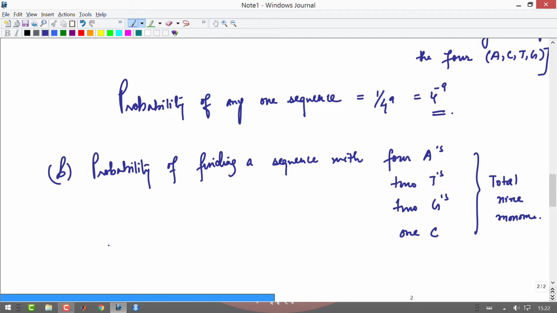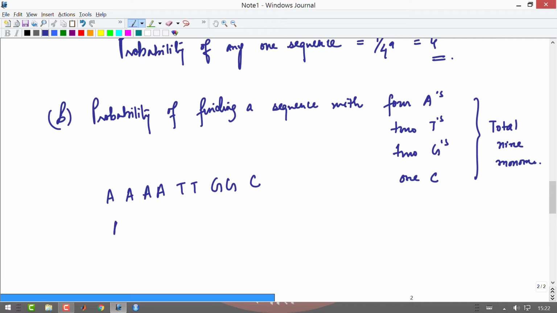So, basically you can take 4 A's together, then you can take 2 T's together, then 2 G's together and 1 C. But you can also have 3 A's together, then you can put 1 T, 1 G, and put another T, another G, 1 A and C, and this way there are many sequences.